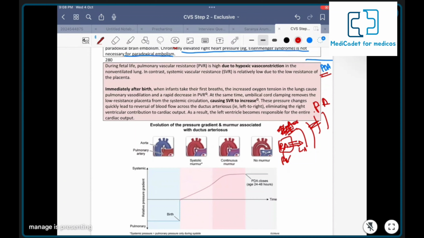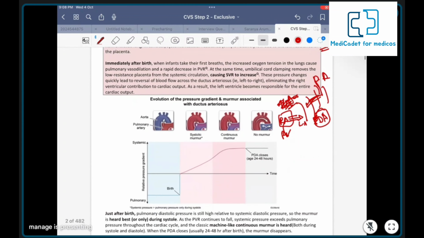So this blood from the pulmonary vessels will be transported to the aorta with the help of the patent ductus arteriosus. That is the ductus arteriosus. This patency is there until the baby is born. So the ductus arteriosus helps to transport the blood from the pulmonary vessels to the aorta.